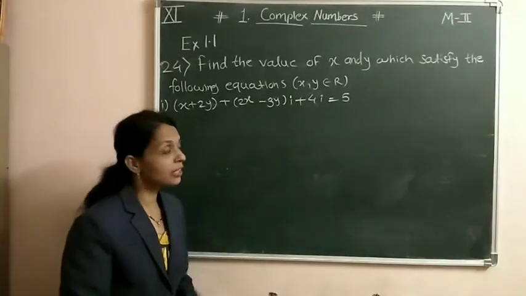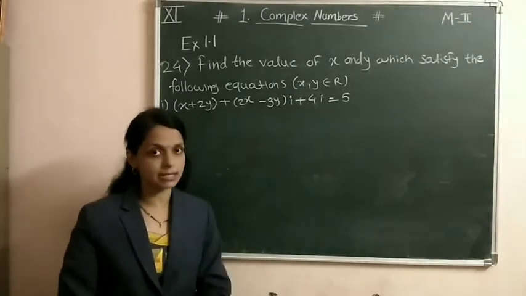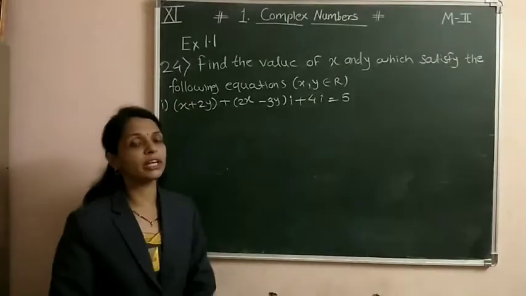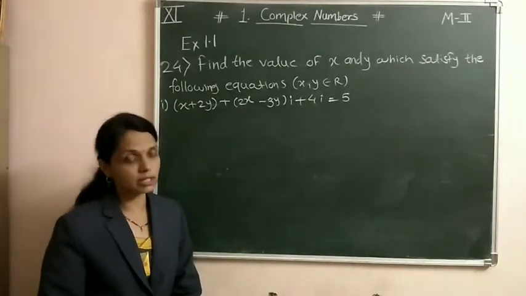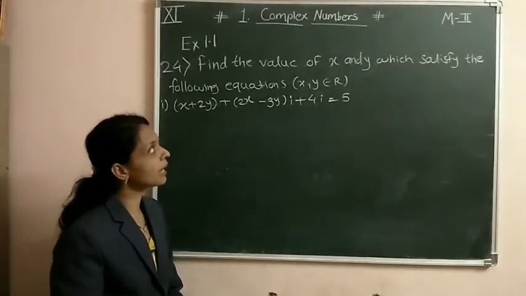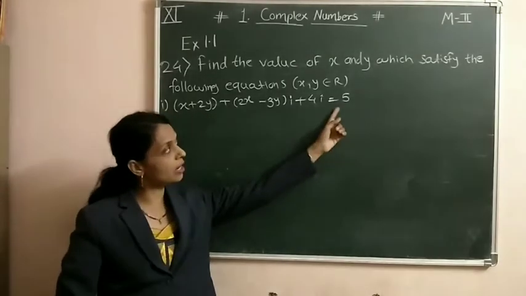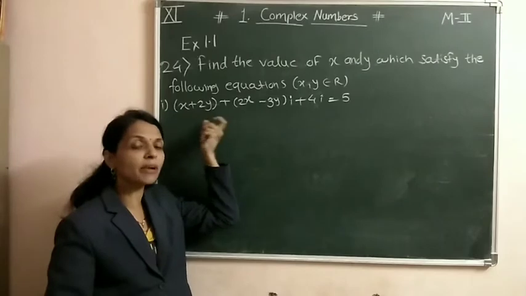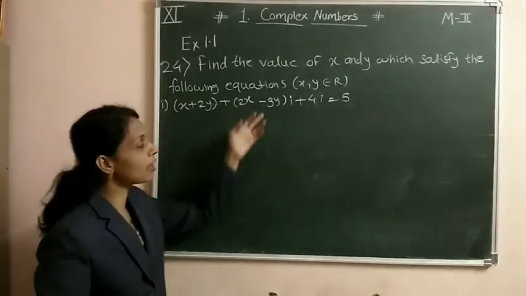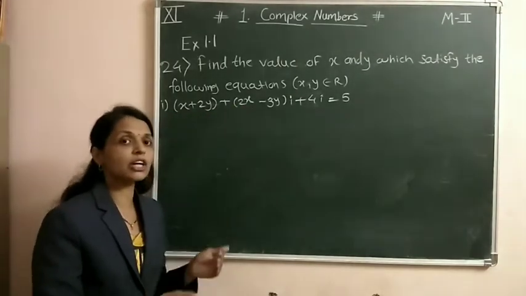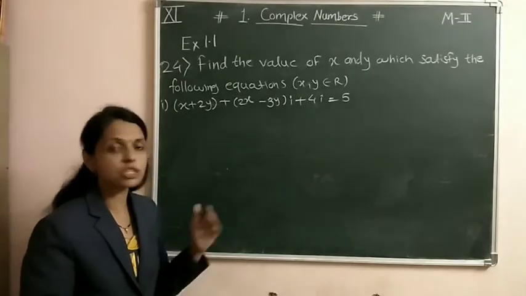So student, here we are at the end of this exercise. This is question number 24. In that, 4 sub questions are given. What is the question? Find the value of x and y. In this expression, if it is a complex number, then x and y values are in it, so we have to find out, that is solve, the values of x and y.